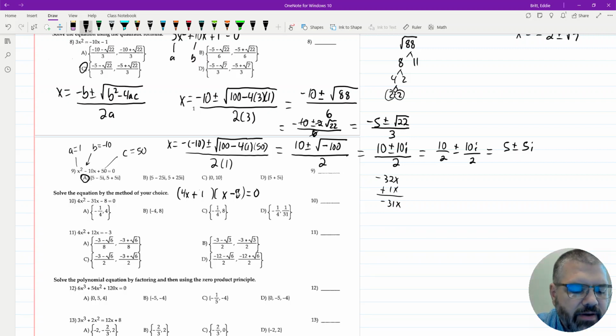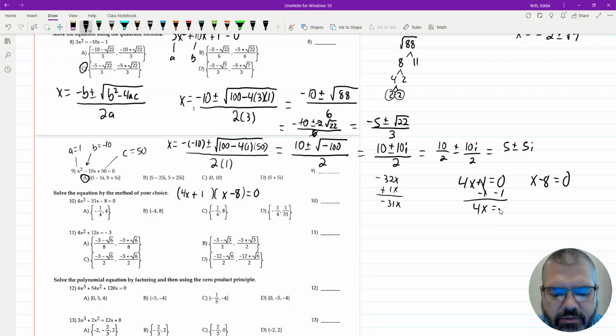So now, set each factor equal to 0. So I have 4x plus 1 equals 0, x minus 8 equals 0. Just solve for x in each of these linear equations, and I get x equals negative 1/4. That's one of the answers in my solution set. And solving the other equation, I get x equals positive 8. That's the other solution in my solution set. So look for the answers negative 1/4 and positive 8. Looks like that's going to be C.